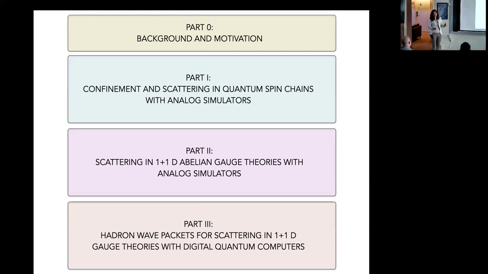So let's decide. Which one should I skip? 2. All right. Okay, I'll skip 2. So I'll talk about 1 for those of you who are interested in spin systems, and then I go straight to algorithms. Okay.